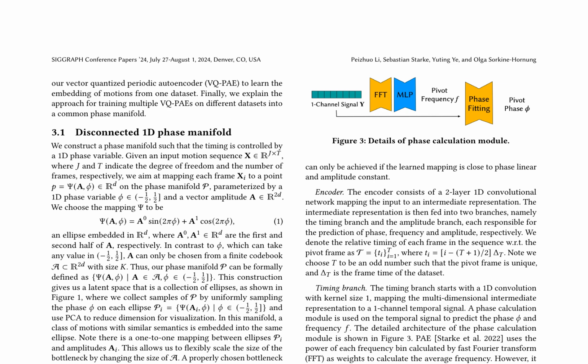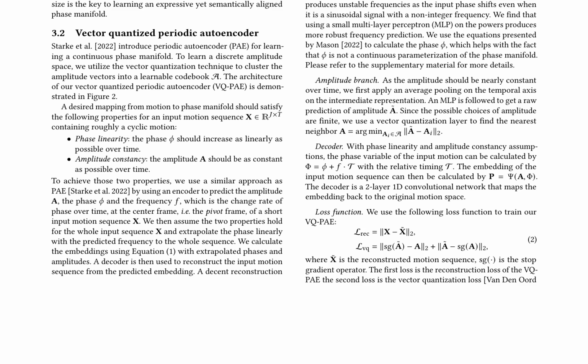The VQPAE architecture consists of an encoder that predicts the amplitude, phase, and frequency at the center frame of a short input motion sequence. A phase calculation module is used to predict the phase and frequency, while a vector quantization layer is employed to cluster the amplitude vectors into a learnable codebook. A decoder then reconstructs the input motion sequence from the predicted embedding.